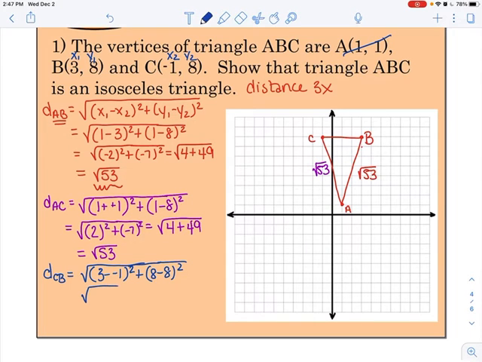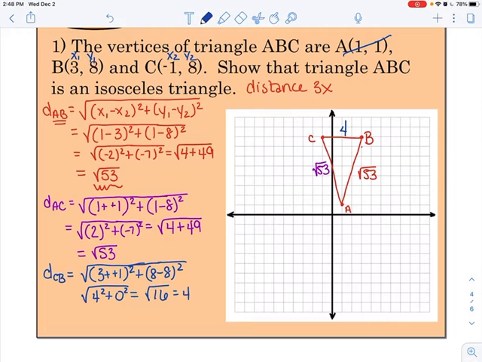Again, just be careful. Add the opposite. So I'm going to end up with 4 squared, and 8 minus 8 is 0, plus 0 squared. 4 squared is 16, and 0 squared is just going to be 0. We can get rid of that. Since 16 is a perfect square, I will take the square root of it. It's 4, so the distance of your third side is 4.